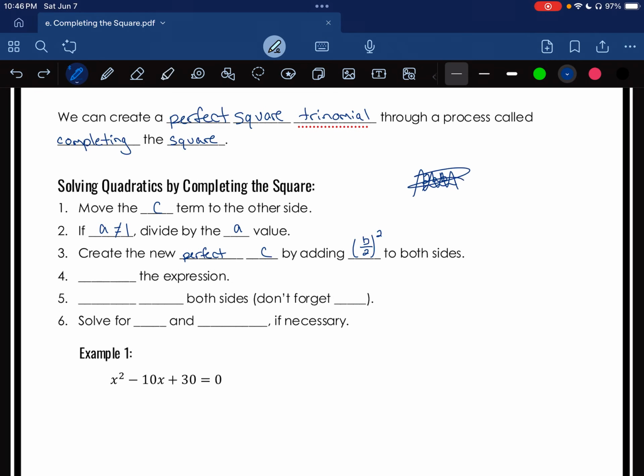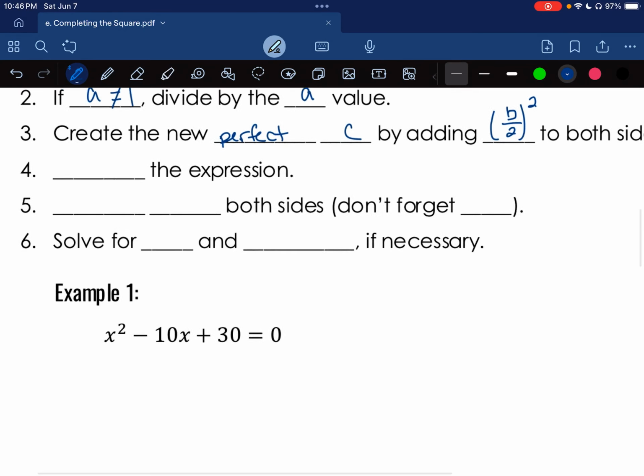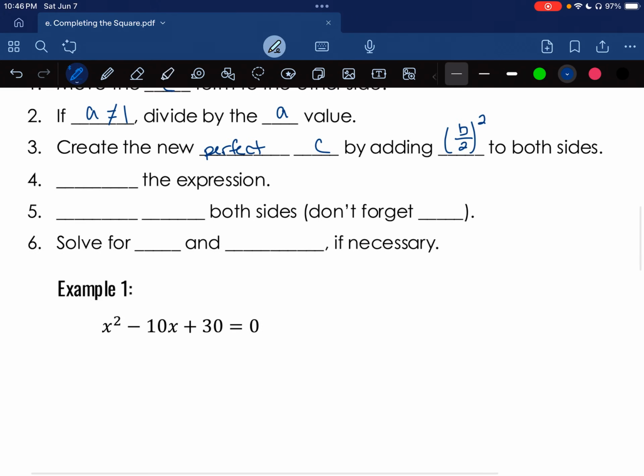All right. So once we have manipulated the situation, so we have this perfect square trinomial, the whole goal of that was that it would factor as one binomial squared. So we're gonna factor the expression.